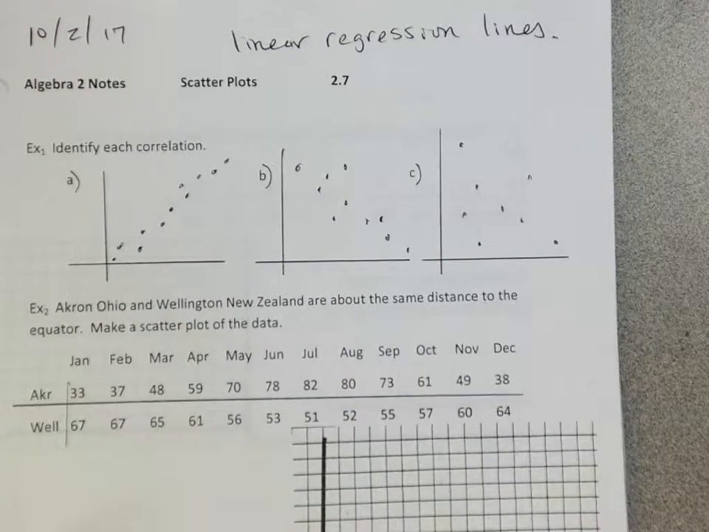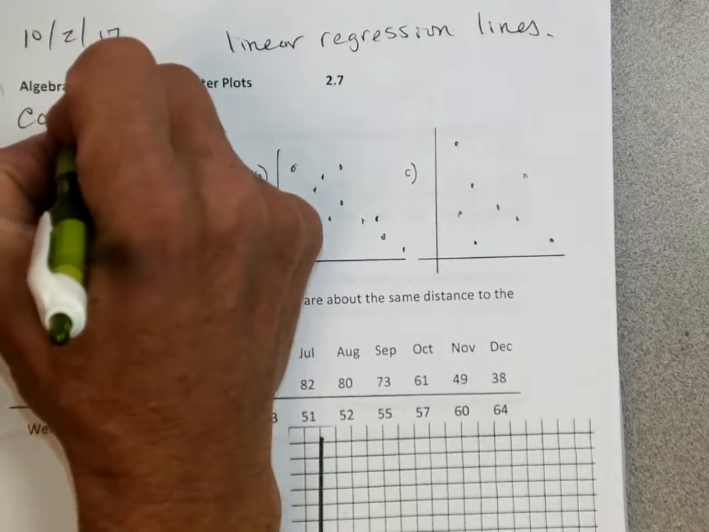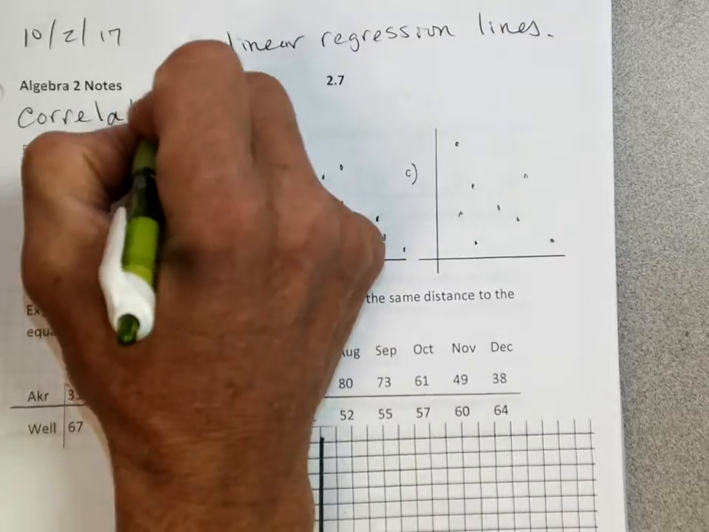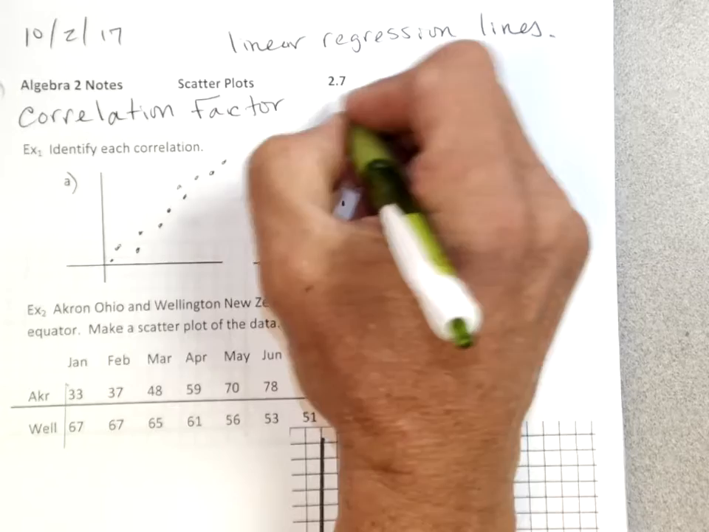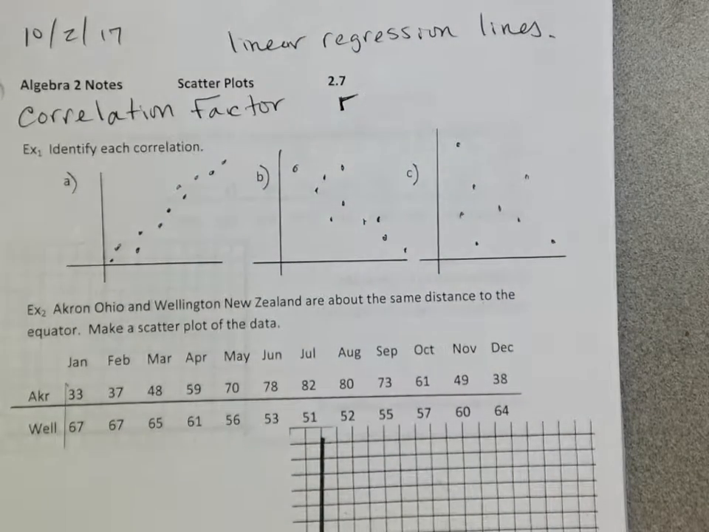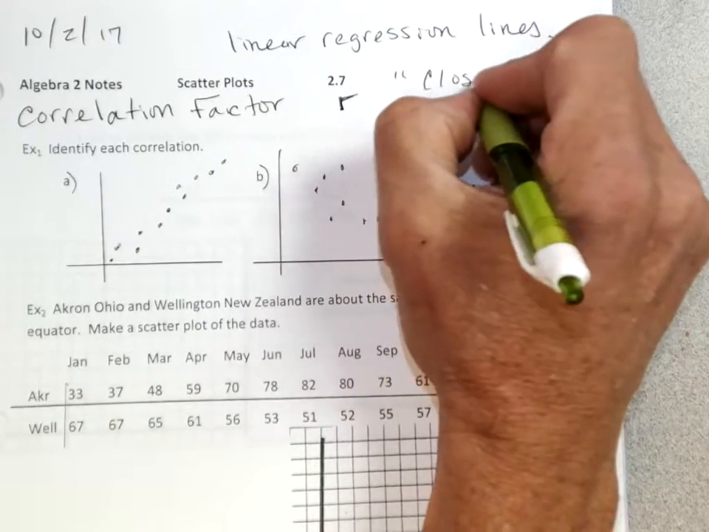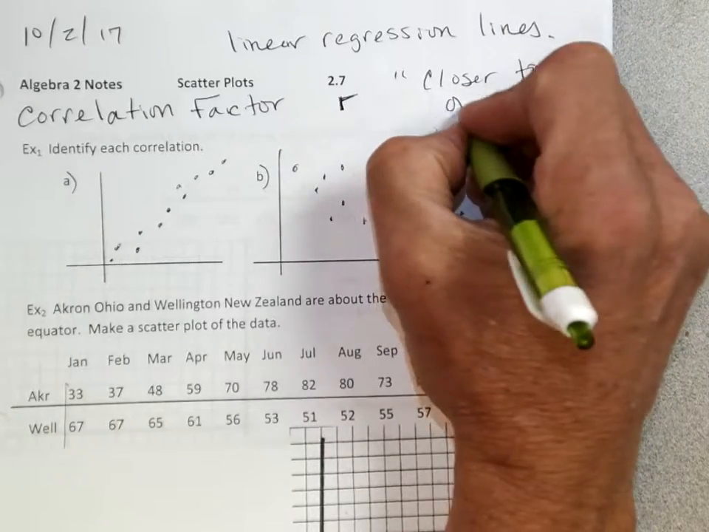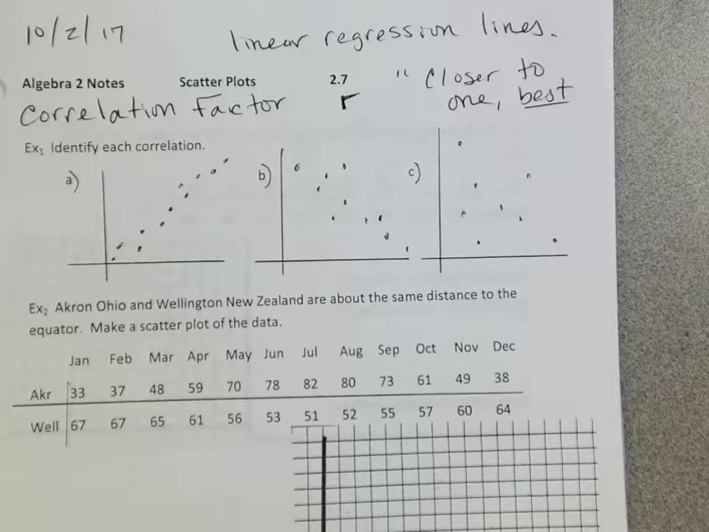So we talked about the correlation coefficient, the correlation factor, okay? And that's R. It's just an R, okay? And the closer R is to 1, the better the line, okay? So closer to 1 is best, or even -1. 1 or -1, okay?